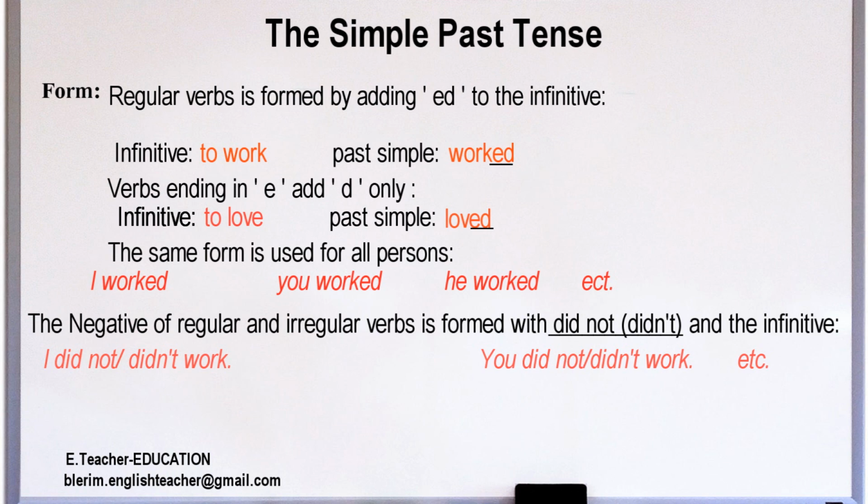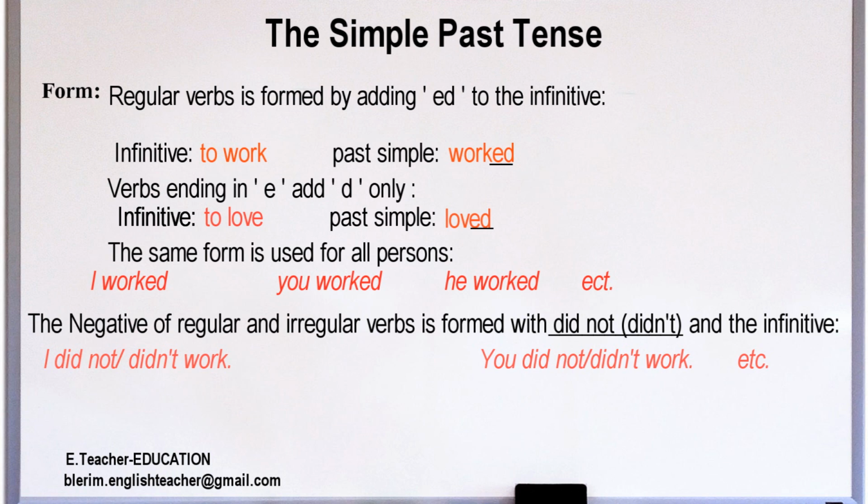But just pay attention here. Now it's not, as we know, the same form as the affirmative. Why? Because now we have the auxiliary verb here, did, but in the negative it's didn't, as we know. Okay, but the infinitive we used here in the negative form without ed. You know, it comes back again in base form, okay?